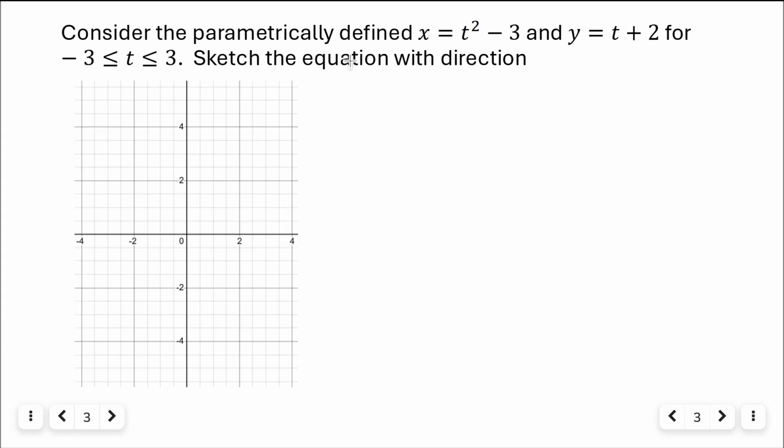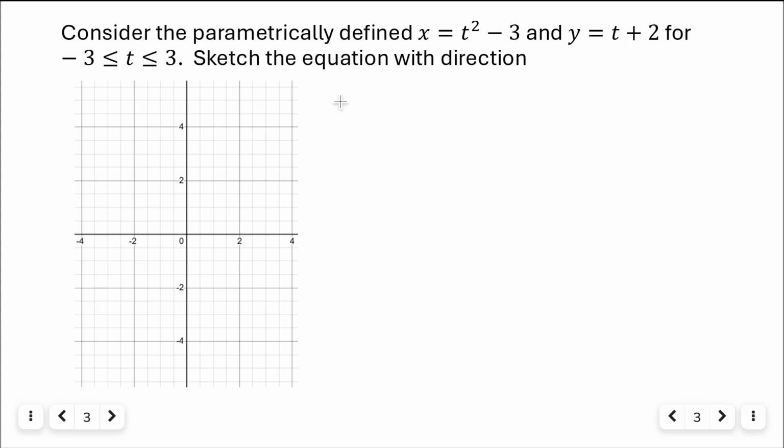So here are some parametrically defined equations. x equals t squared minus 3, and y equals t plus 2, for t between negative 3 and 3, closed. What I want to do is sketch the equation, and I want to sketch it with direction. We're going to talk about direction in a minute.